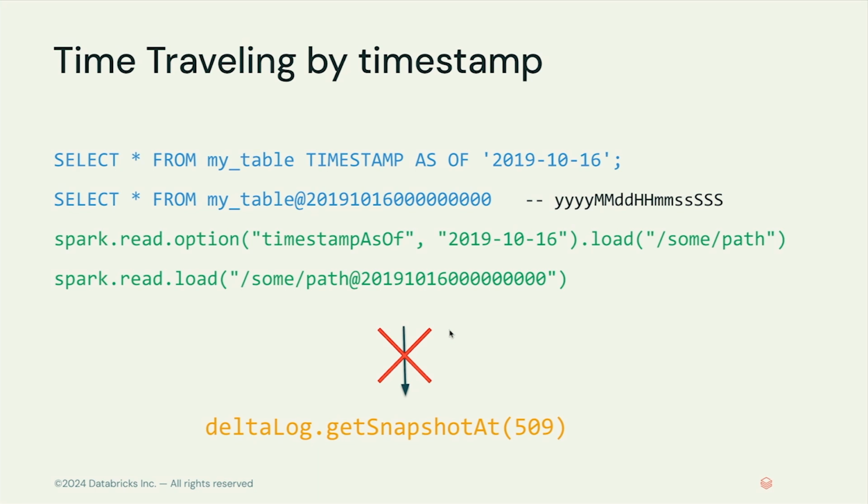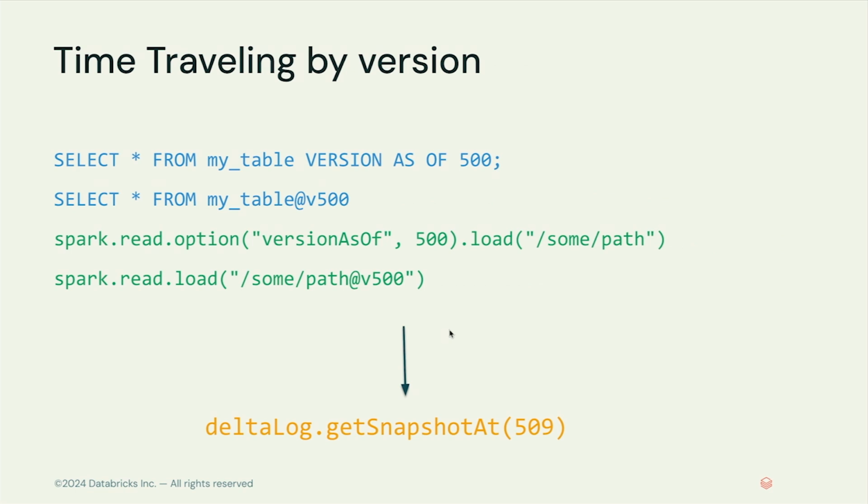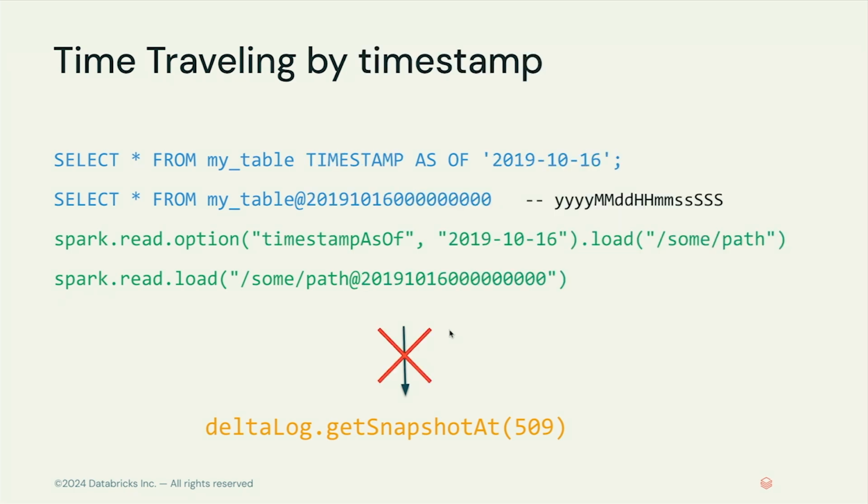So with the version number, it's very easy to go to the Delta log and say, go ahead and give me the snapshot of the Delta table at version 500, because it's commit 500, right? Super easy. Well, we don't necessarily store the timestamp as a file path. So when we're working with timestamps, we can't just say, get snapshot 509. We actually need to figure out what version is at our timestamp.